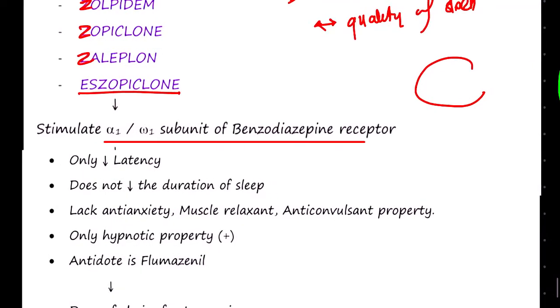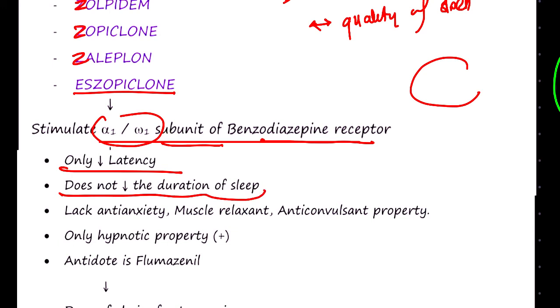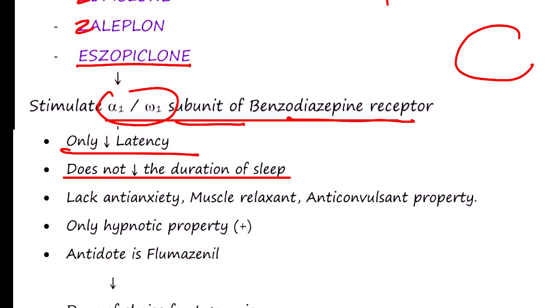So these Z-drugs stimulate the alpha 1 subunit, or sometimes it is also called the omega 1 subunit, of the benzodiazepine receptor. It will decrease the latency. It does not decrease the duration of sleep, right? Duration of sleep is not decreased. Now because of the use of these Z-drugs, it lacks anti-anxiety, muscle relaxant, and anti-convulsive properties.